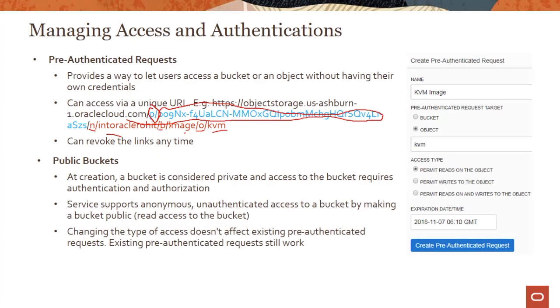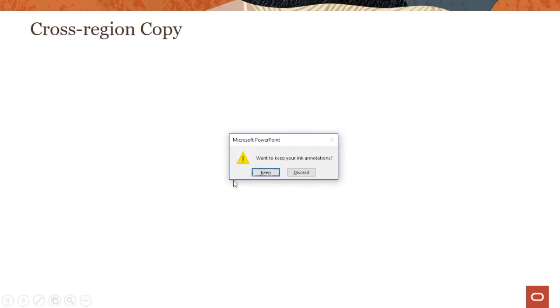Also, keep in mind that changing the type of access doesn't affect an existing pre-authenticated request. So if you have an existing pre-authenticated request, it will still work. If you go from a private bucket to a public bucket, public will give unauthenticated, anonymous access. But if you have given your pre-authenticated request to users, they can still use it and it will still work fine. So let me quickly jump to the console.